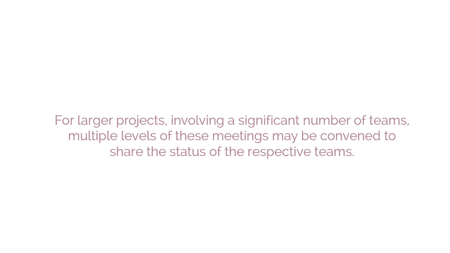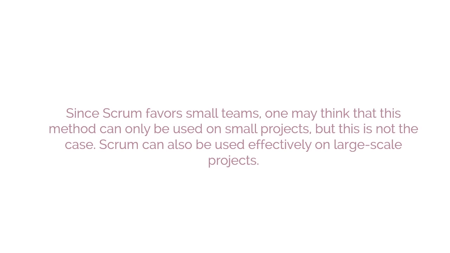For larger projects involving a significant number of teams, multiple levels of these meetings can be convened to share the status of the respective teams. Since Scrum favors small teams, one may think that this method can only be used on small projects. But this is not the case. Scrum can also be used effectively on large-scale projects.